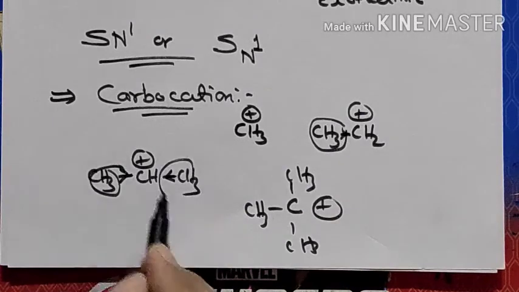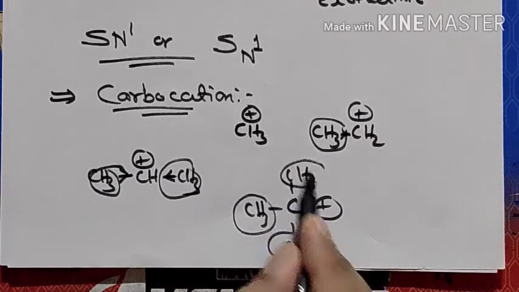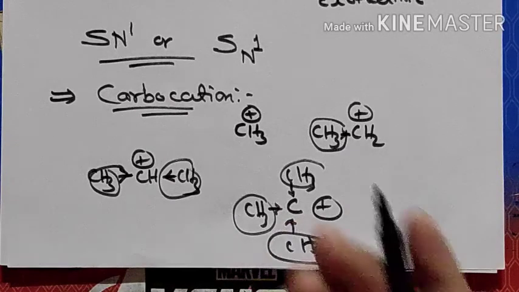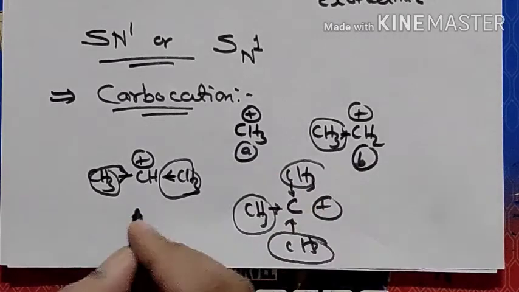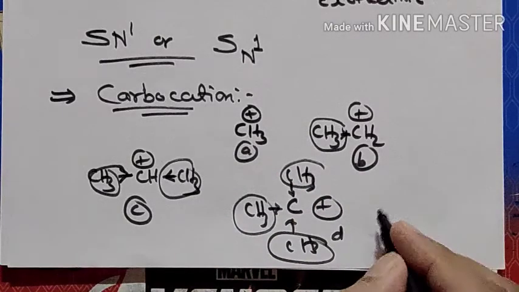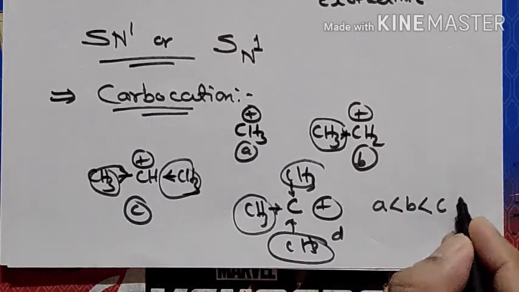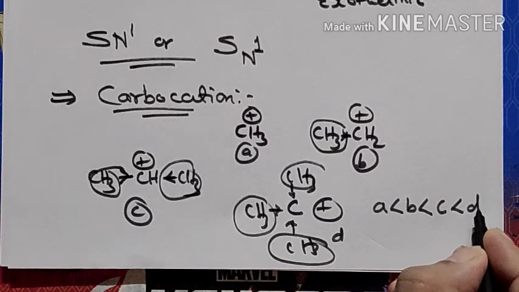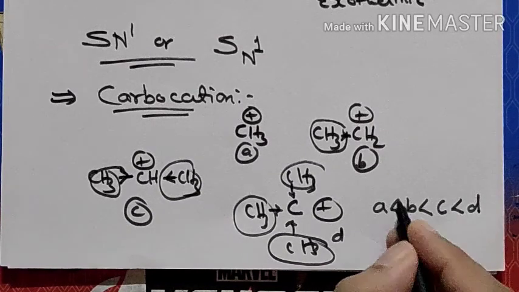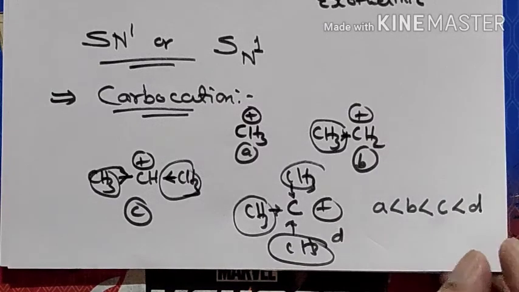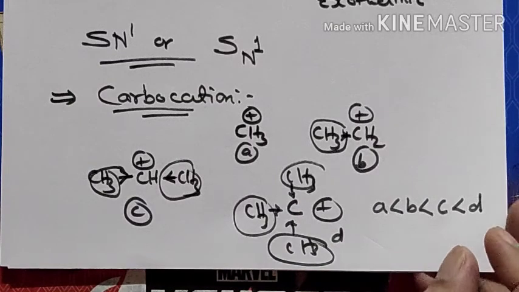Here we have two methyl groups helping, and here we have three methyl groups helping this carbon, so that there's a decrement in the positive charge. So this is the most stable. If I call this A, this B, this C, and this D, then I can say that A is least stable, then comes B, then C, and out of the four, D is most stable, right? Understood? Now, why we are studying carbocation will be seen when we start with the mechanism.